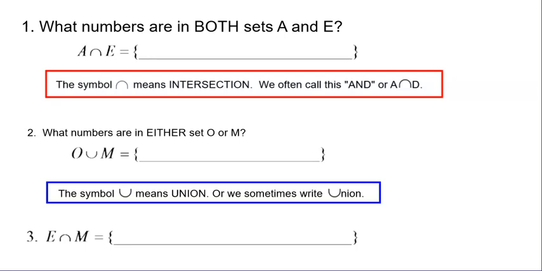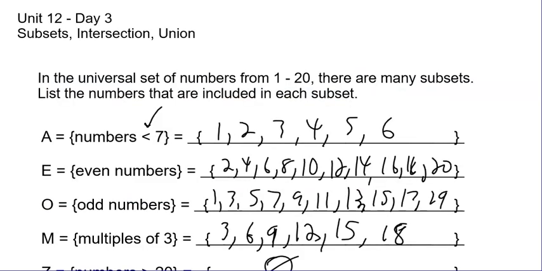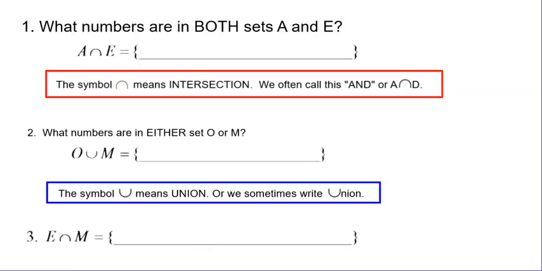What numbers are in both sets A and E? So we need to look back at A and E. That's these two right here. What numbers are in both sets A and E? So less than 7 and even. Well, that would be 2, 4, and 6. And that symbol, the arch, means the intersection. It's like an and.